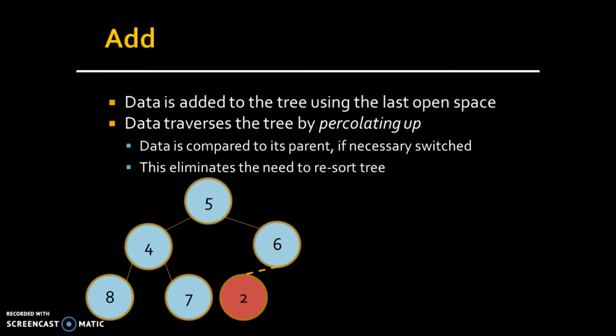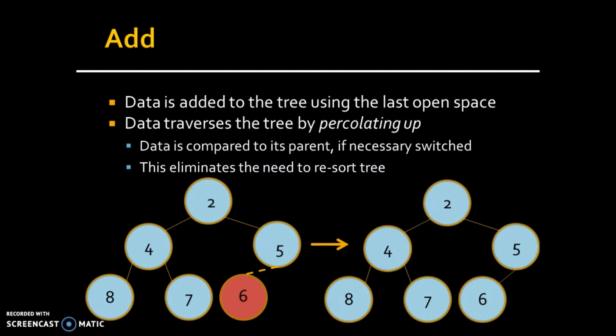Data then traverses the tree by percolating up, which means that data is compared to its parent, and if necessary, they're switched. This eliminates the need to resort the tree. So in this example, 2 has been added to the last available space in the tree. 2 is compared to 6, 2 is less than 6, so they switch. 2 is then compared to 5, 2 is less than 5, so they switch again. And now we have a completely sorted binary heap with 2 at the root.